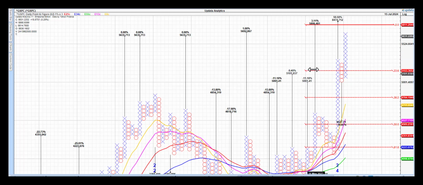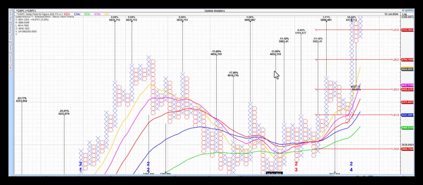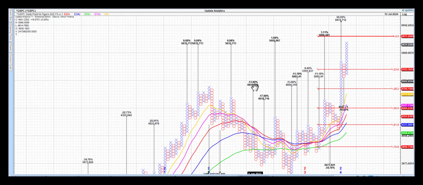Now turning to the logarithmic scale, I've got the 1%/3 log scale point and figure chart here. We can see we took out a whole cluster of point and figure chart targets here, and more recently took out 5635, a major upside target, and then 5692 is the next one. We're about 1% away from that, and 5806 or 5800, we're about 3% away from that upside point and figure chart target.